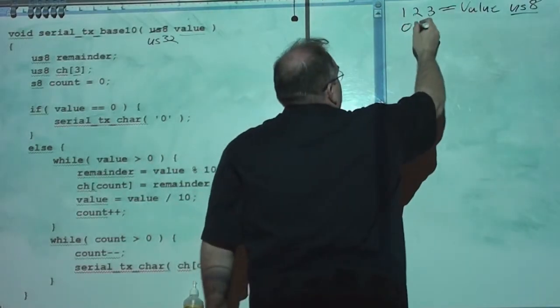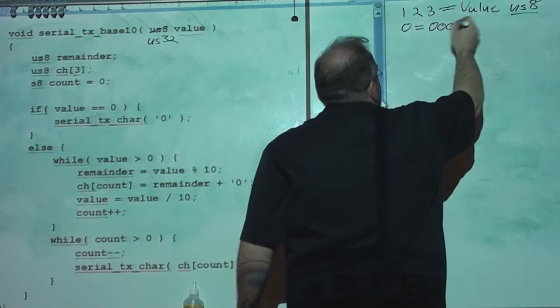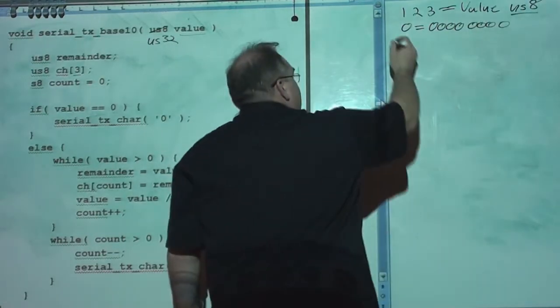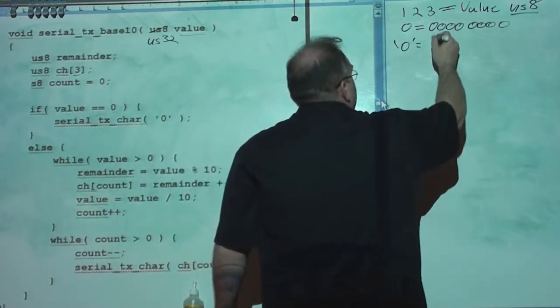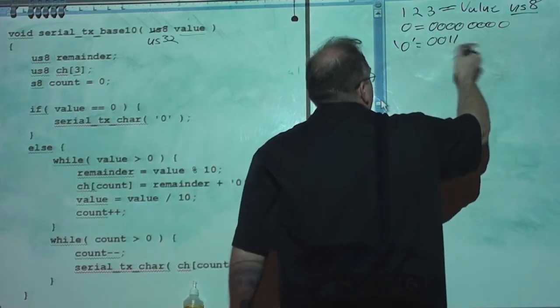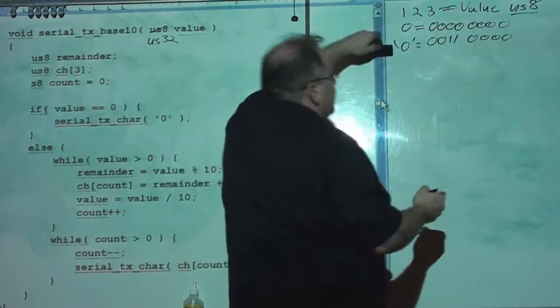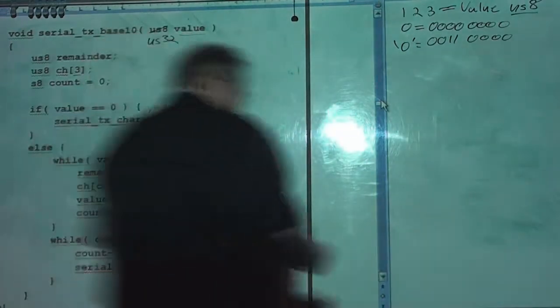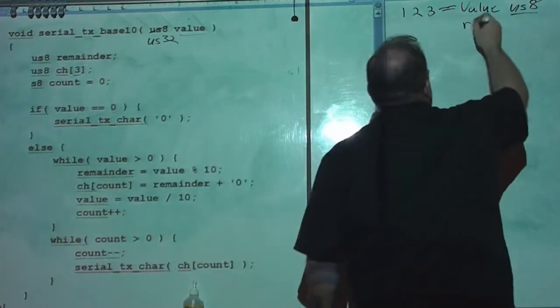So the value 0 is the binary number 00000000. The ASCII value 0 is the binary number 00110000. So if this comes in, we're transmitting this. Two very different values.